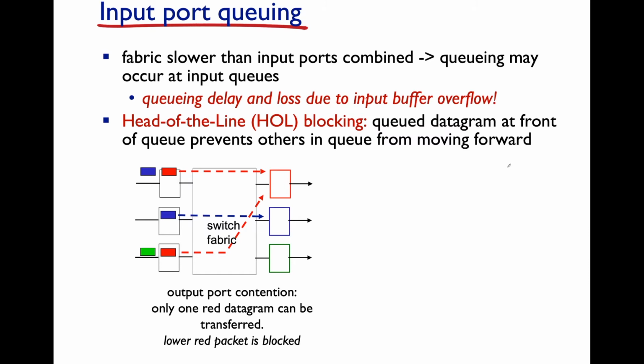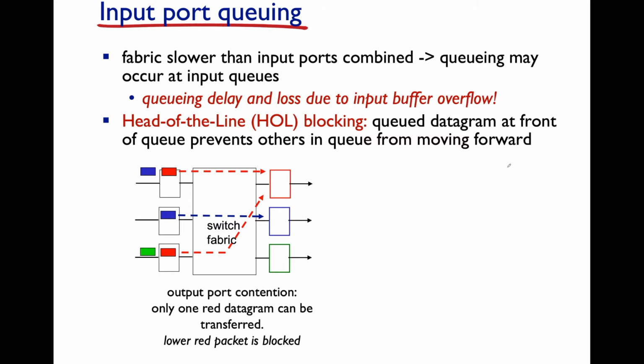Now, there's a type of blocking that can occur, and that blocking is because a particular output is busy and two are contending for it. You can actually result in some head of queue item not getting the service that it needs. And so you have a queued datagram at the front of a queue, and it's preventing others in the queue from moving forward because it has to wait.